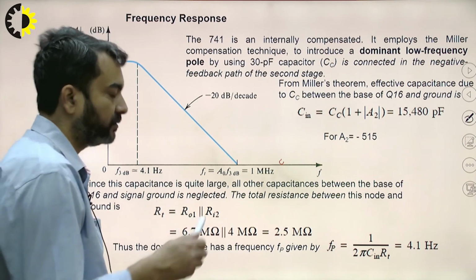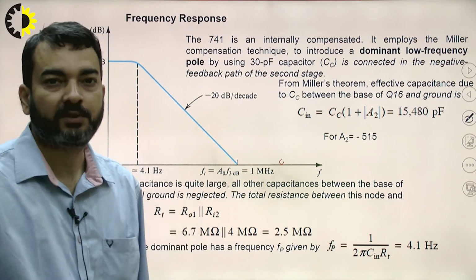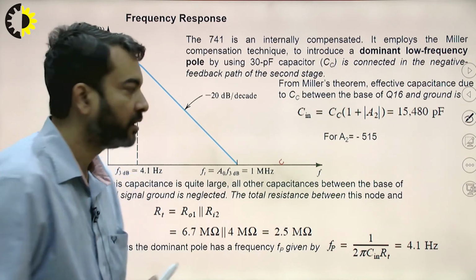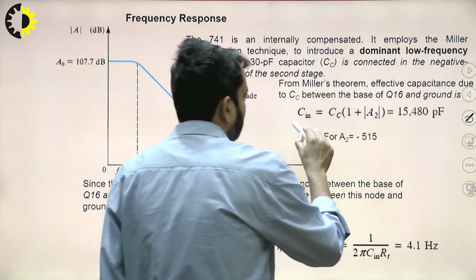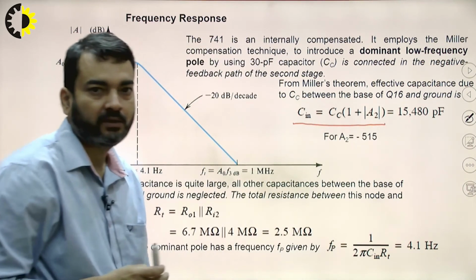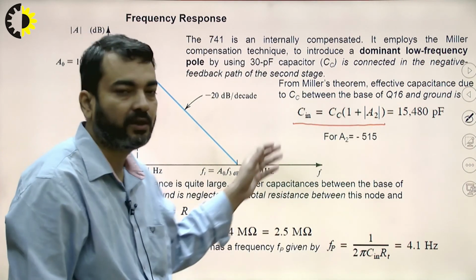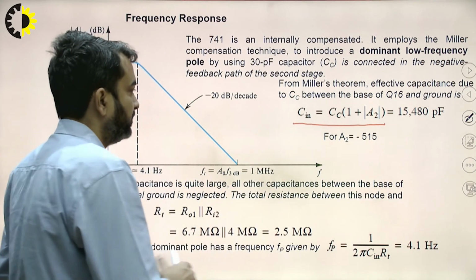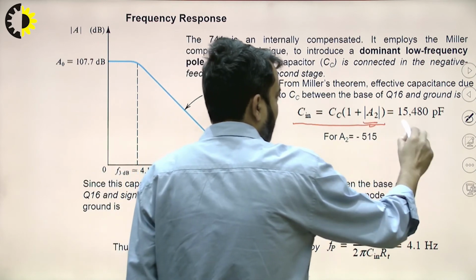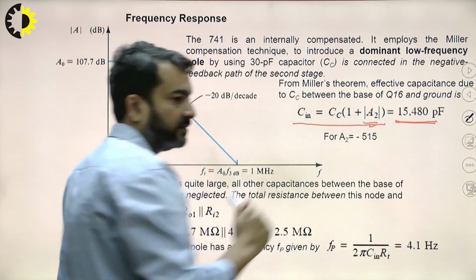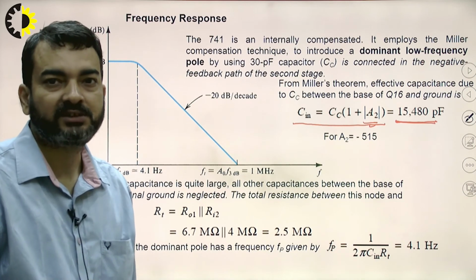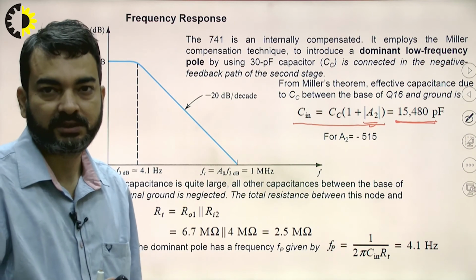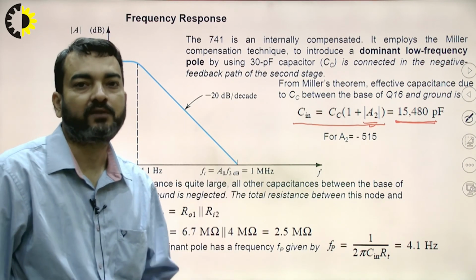So if we replace this floating capacitor by a grounded capacitor, we can apply the Miller theorem. So this is the net capacitance which will effectively appear across the base of transistor Q16 and ground. And we can see that because of high gain, effectively this capacitor is very high. Since this capacitor is very high, we can ignore all other parasitic capacitances which will be present at the base of transistor Q16.